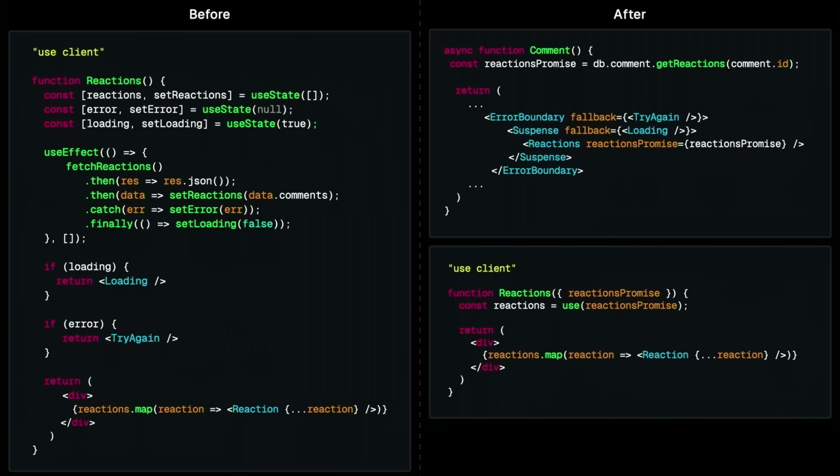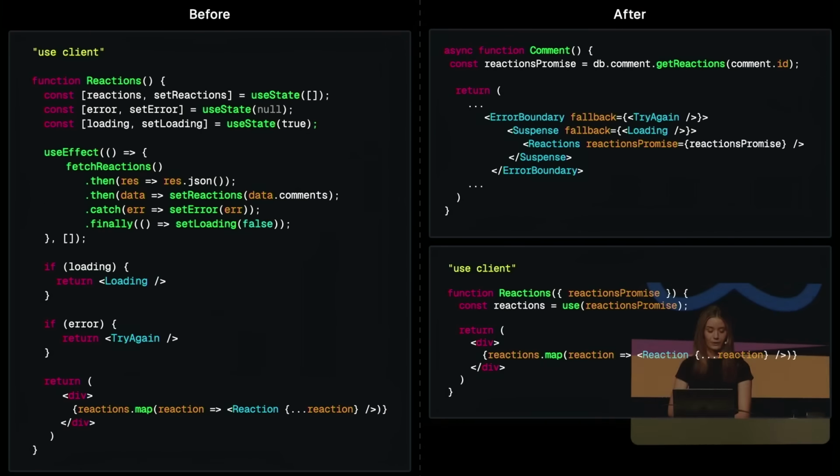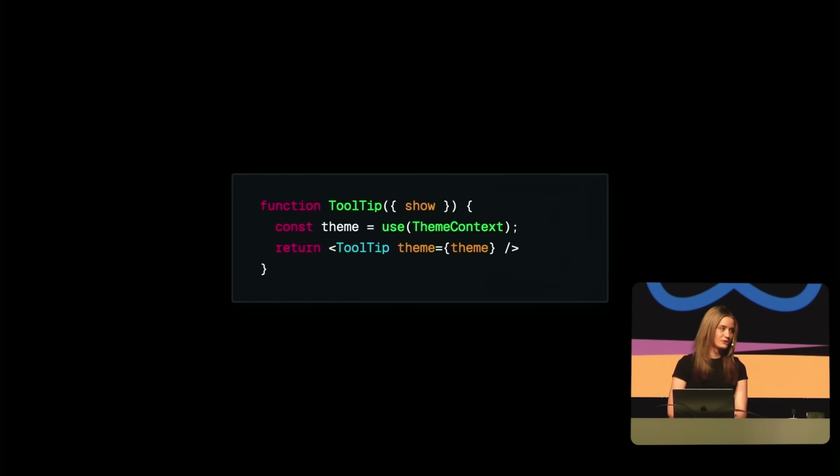So the use API makes it incredibly easy to work with asynchronous data client-side, whereas previously we had to deal with API endpoints and setting loading and error states. React can now handle all of this for us, which really simplifies our code. Now we can also use the use API with context, which essentially replaces the use context hook.